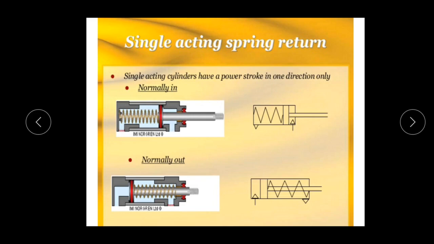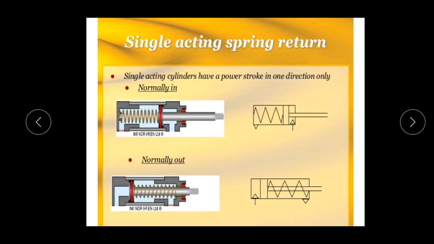But when air under pressure enters the cylinder through the inlet port, as you can see, this is the inlet port, it pushes the piston in the forward direction. The rod end of the cylinder has a return spring. When the oil enters the piston end of the cylinder, the piston is pushed against the spring force. This is the spring force.